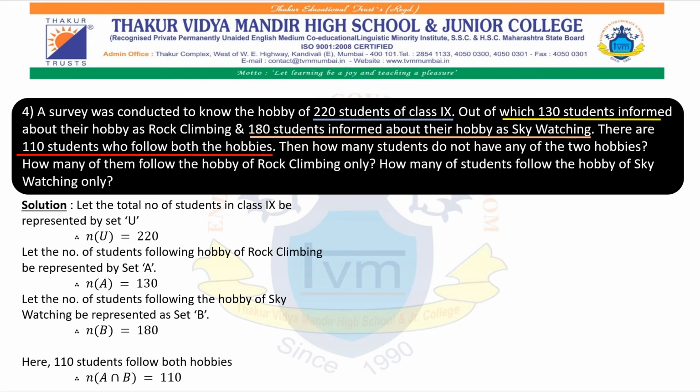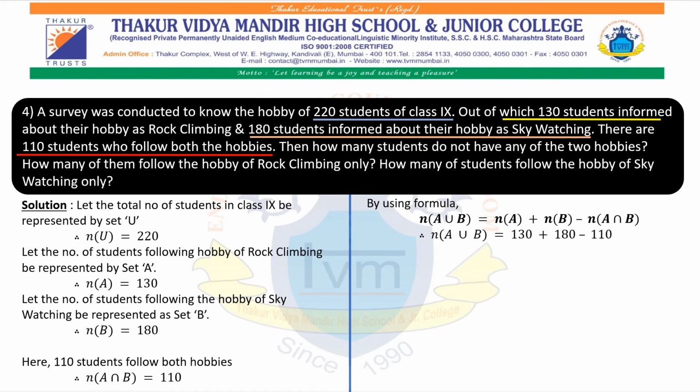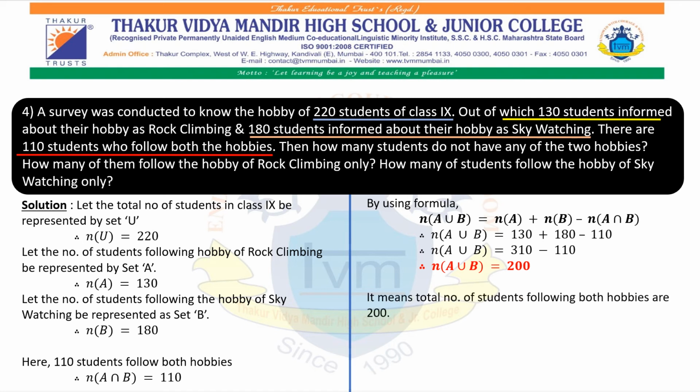Let us first find out A union B. By using the formula, n of A union B equals n of A plus n of B minus n of A intersection B. After substituting the values, we will get the value of n of A union B, which is 200. It means the total number of students following either of the hobbies is 200.